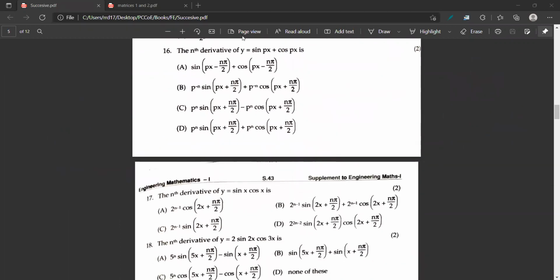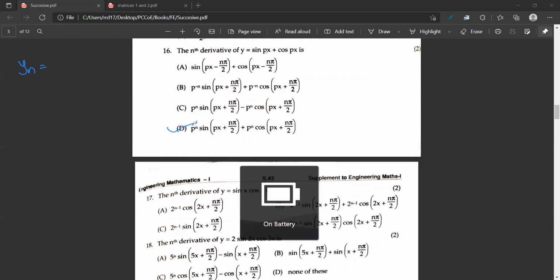The nth derivative of sin px plus cos px. So what is the nth derivative of it? Yn is going to be equal to what? p raised to n into sine of px plus n pi by 2 plus p raised to n into cos of px plus n pi by 2. That is d. Correct? Yes, sir.